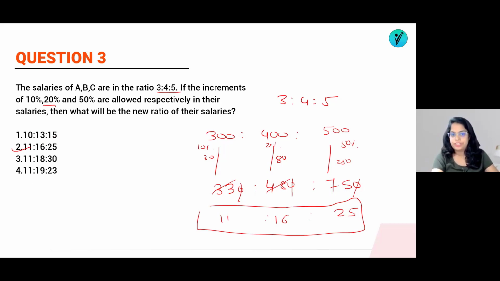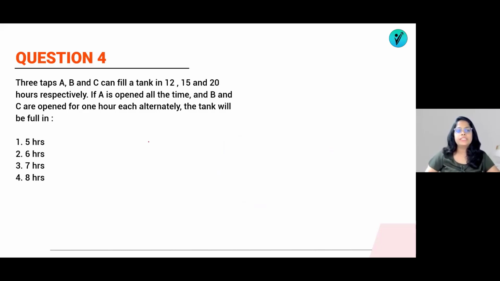Now we will go for question number 4. So you can see question number 4. This is a question of pipe and cistern. What are they saying here? 3 taps A, B, C can fill a tank in 12, 15 and 20 hours respectively. If A is open all the time and B and C are open for 1 hour each, alternately, then the tank will be full in what time?